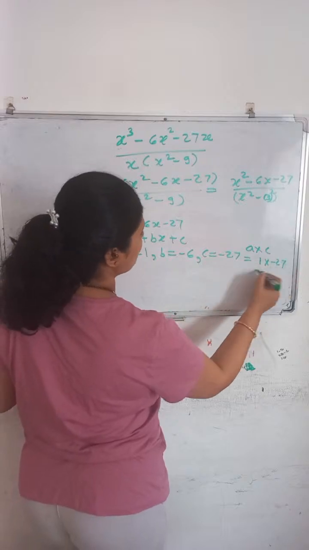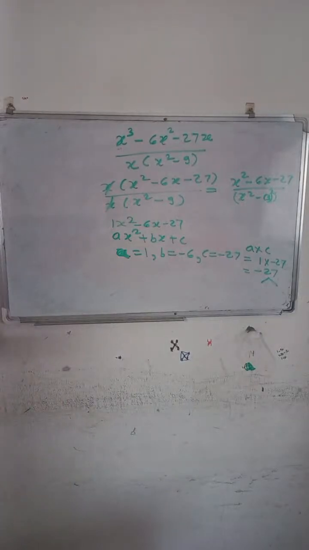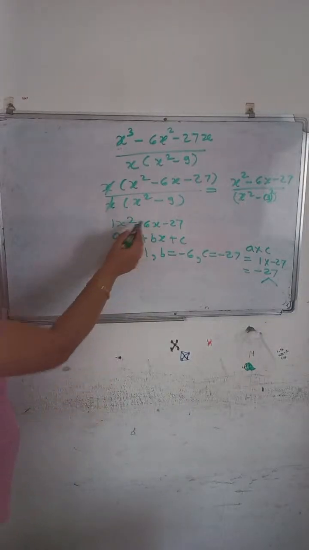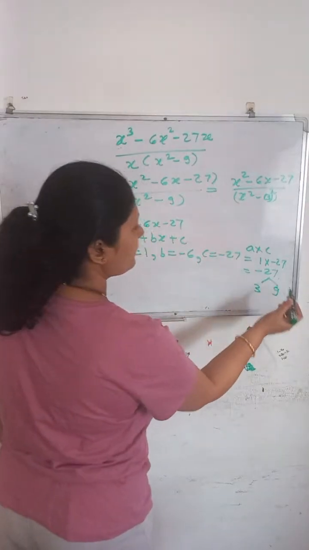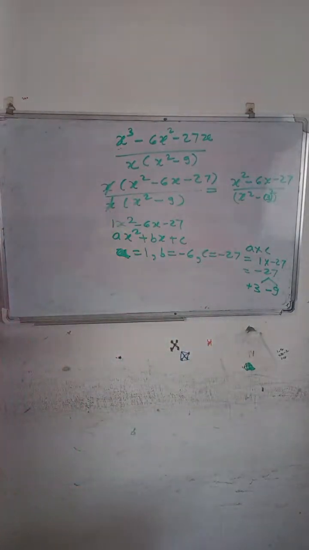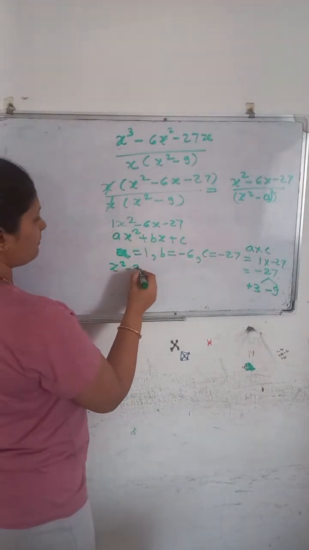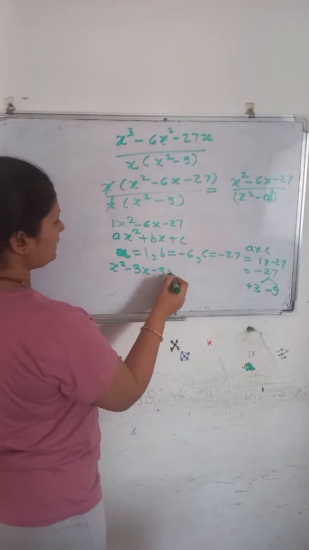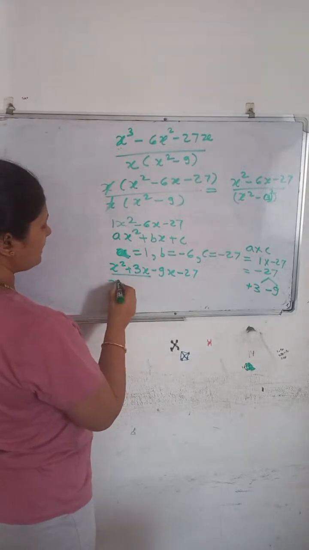You have to take the multiplication of a into c, and a is 1 and c is minus 27. So you get minus 27, and split minus 27 in such a way that the sum comes to minus 6. So how can you split this? Can I write 3 nines are 27, and 9 I keep as minus and 3 I keep as plus. So plus 3 minus 9 is minus 6. So we can write here x square plus 3x minus 9x minus 27. Here I will take x common.